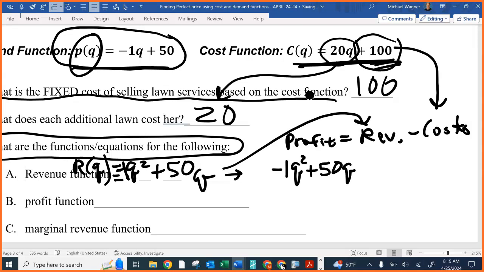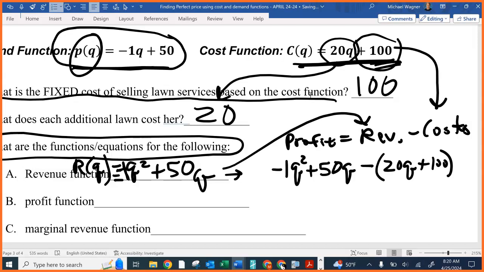Because that's the revenue, right? Now we have to subtract the cost, and this is where it gets a little bit tricky. You're subtracting the whole cost. So you can put it in parentheses as 20Q plus 100. You're subtracting the whole thing.